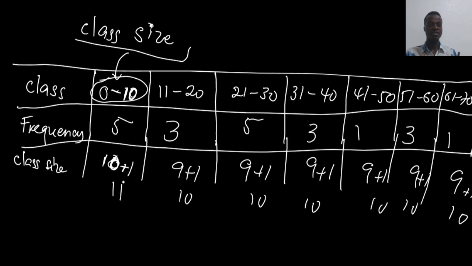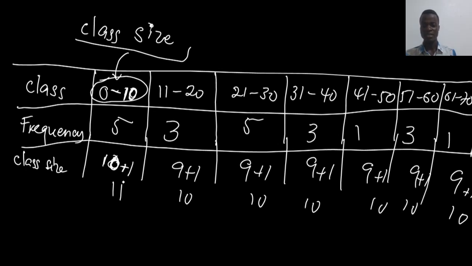So it's more convenient to convert your class limit to class boundary before you try to find the class size. But if you want to get it directly from the class limit, it's the upper class limit minus the lower class limit plus 1. Remember the plus 1 all the time. But to be safe, because not all the time it will be like that, convert your class limit to class boundary. Watch the previous video to see how it's done. And just do the difference between the upper class boundary and the lower class boundary. What you get is your class size.